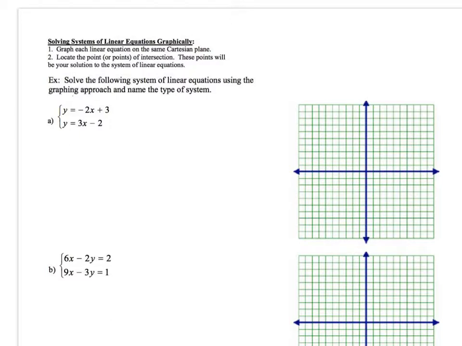And I've provided you guys with some graphs here. What I want to do is graph both of these equations on the same graph, and then find out where they intersect. Okay, so here are the steps. Graph each line on the same Cartesian plane. Locate the point or points of intersection, and this will be the solution.